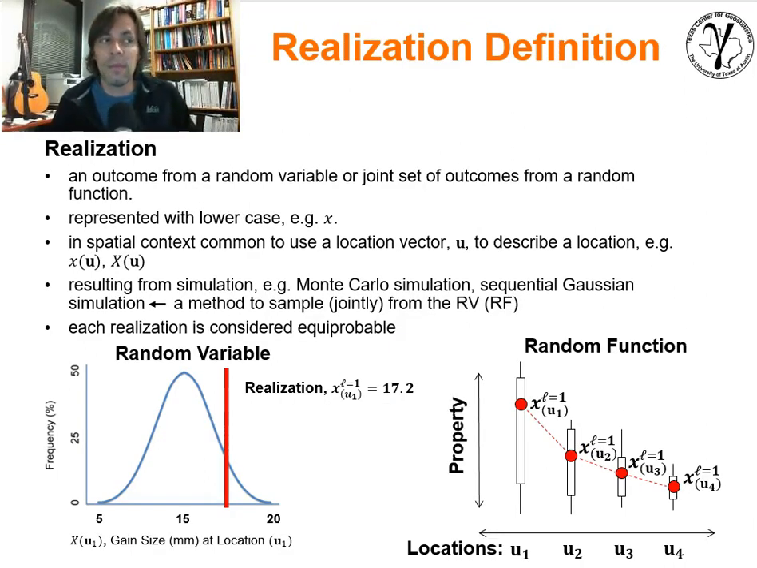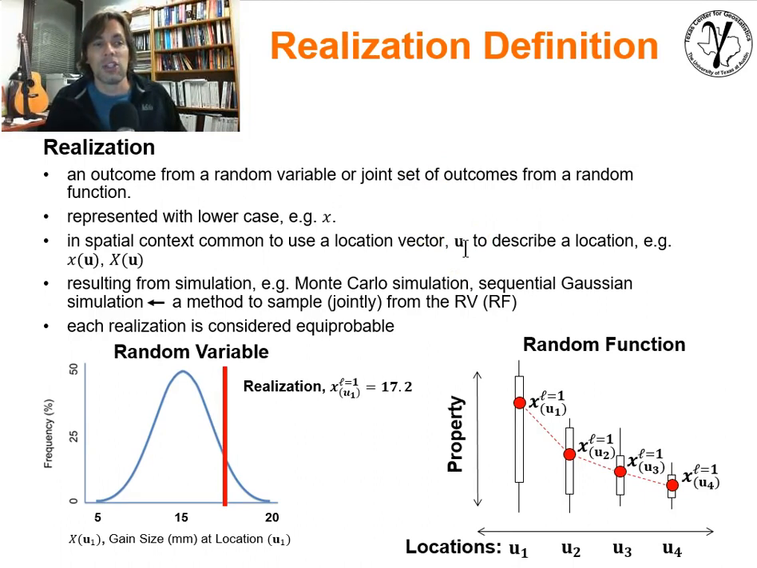What is a realization? An outcome from a random variable, or a joint set of outcomes accounting for correlation from a random function, would be considered to be a realization. Once again, it's represented as a lowercase variable, so little x. In the spatial context, we'll continue to use the idea of u with an index to indicate a spatial vector at multiple locations, 1 through n locations that we're concerned with. So any type of resulting simulation, from a Monte Carlo simulation to a sequential Gaussian simulation, which is really a set of Monte Carlo simulations, any type of method that samples jointly from a random function or individually from a random variable, this is creating realizations.